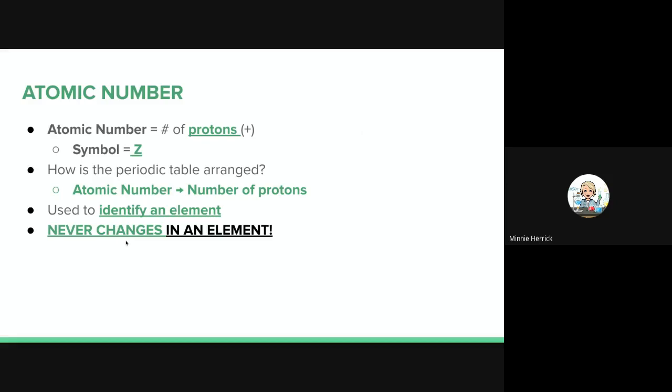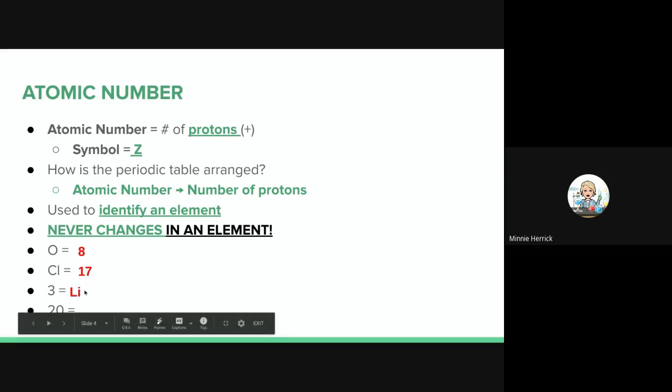Okay. For instance, oxygen, if you look on the chart, take a look at O towards the right of the chart. Oxygen has 8. If you look at chlorine to its right and down, you'll see it has 17. And then number 3 is lithium. And if you look at atomic number 20, that should be calcium. So take a look at that on your periodic table. You should have your table with you and have it out.